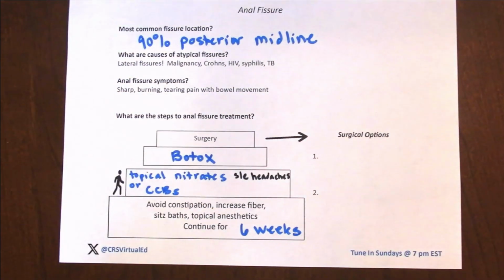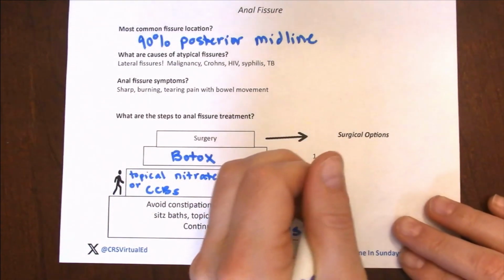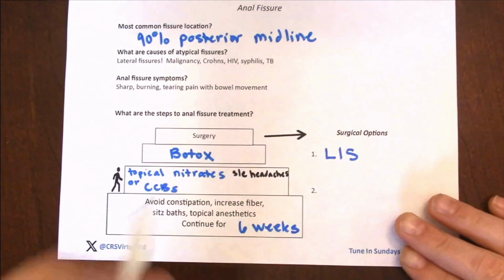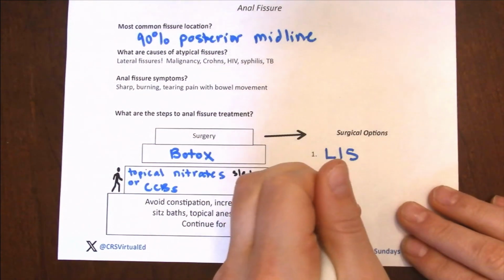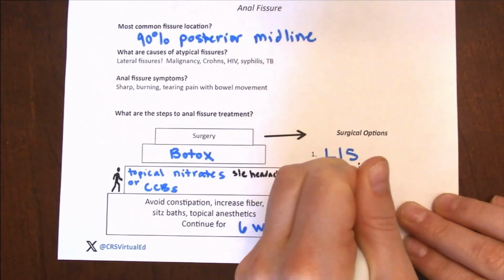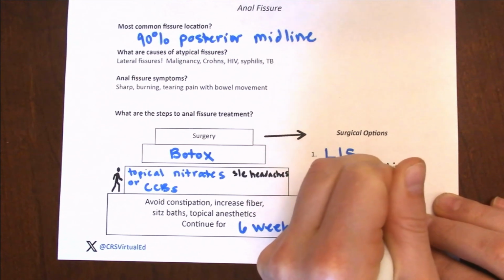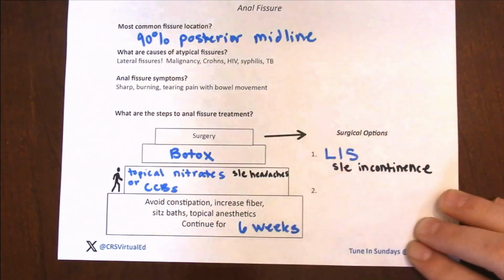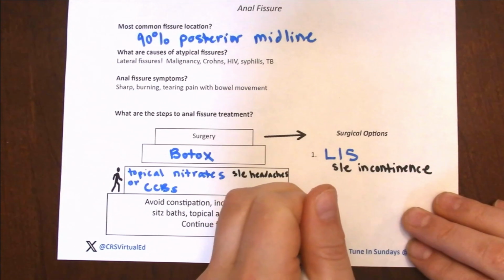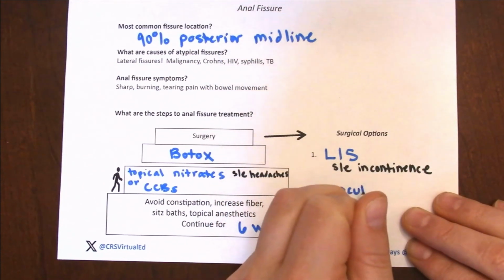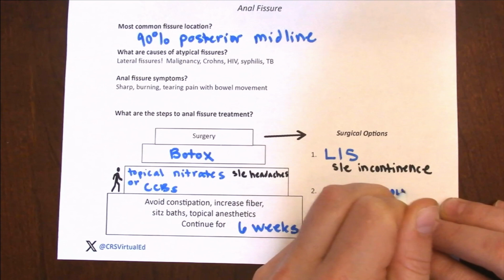And if all of these treatments, from fiber to topical medications to a Botox injection, don't work, then the next step would be surgery. The two options for surgery are lateral internal sphincterotomy with the risk of incontinence, and the second option would be an anal cutaneous flap. This has worse outcomes, but has less risk of incontinence.